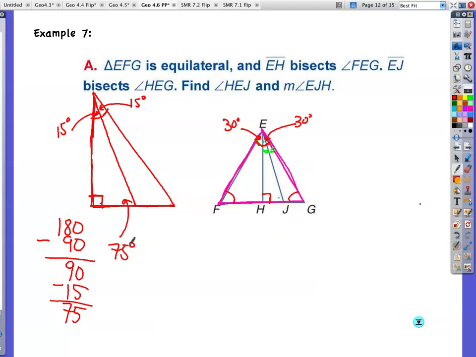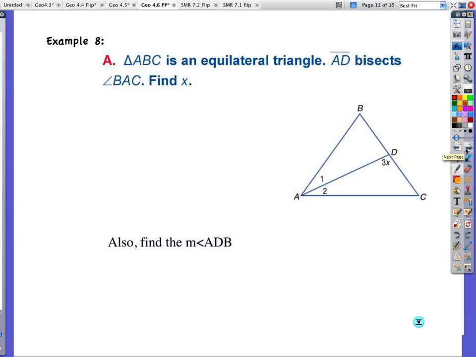Okay, and also, I guess I should explain here. This is going to be a right angle because this has to be 60 degrees. So you have 60 and you have 30 degrees, which is 90, so this is left to be a 90-degree angle. Okay, I think that gets you through that example. And let's work on this one.